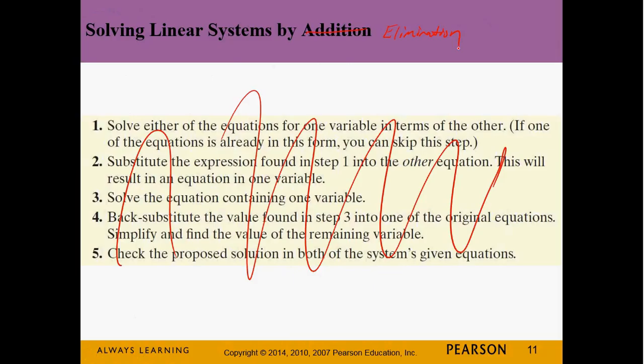If they're the same number but opposite signs, they cancel out when you add them. That gives me one equation, one variable, and then I can take that equation, solve it for the variable, plug that number back into one of the equations, and solve for the second variable. Okay?